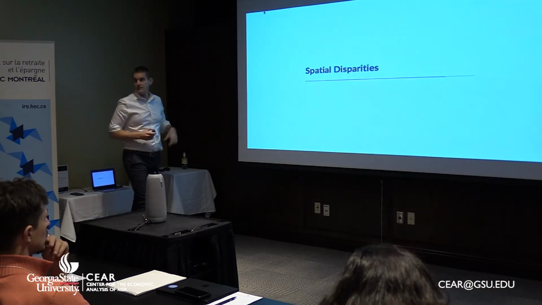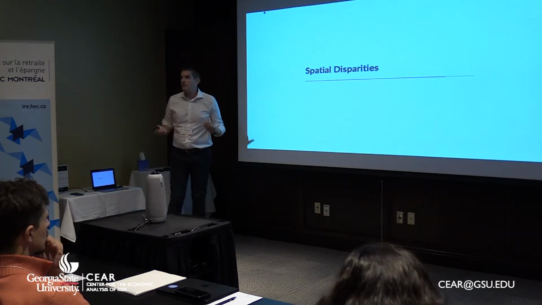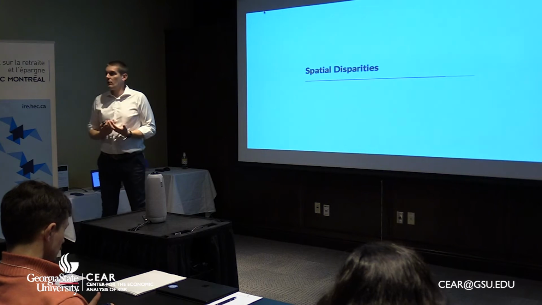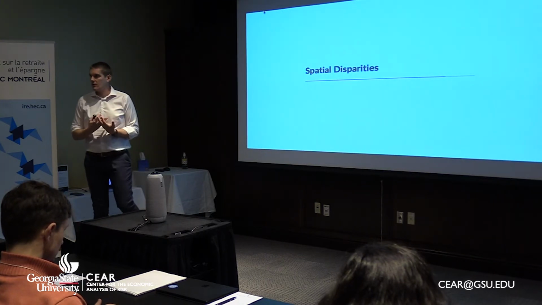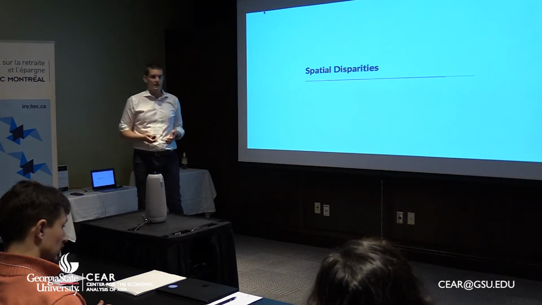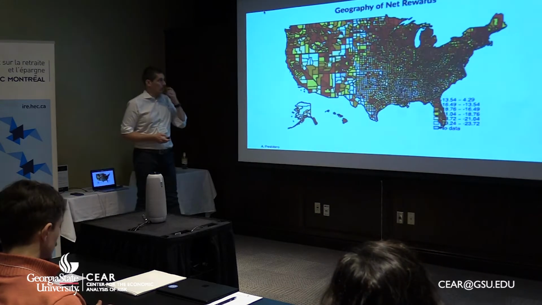The final thing is the spatial disparities. It's a very simple exercise in which we aggregate everything that we have estimated, and we want to see whether this redistribution across people with different FICO scores can contribute to existing spatial inequalities in the US.